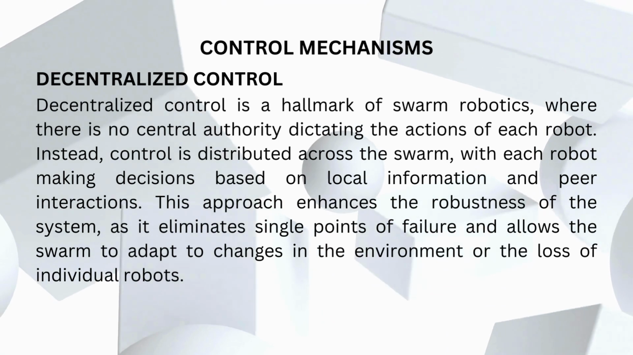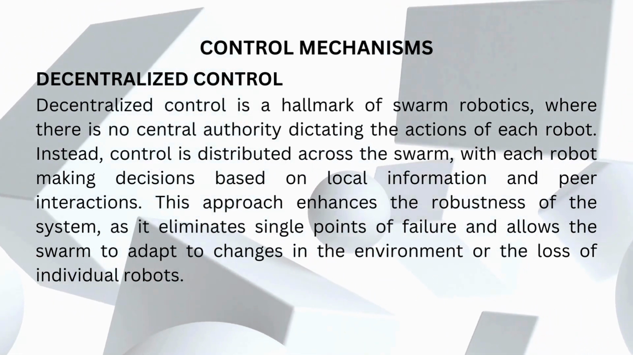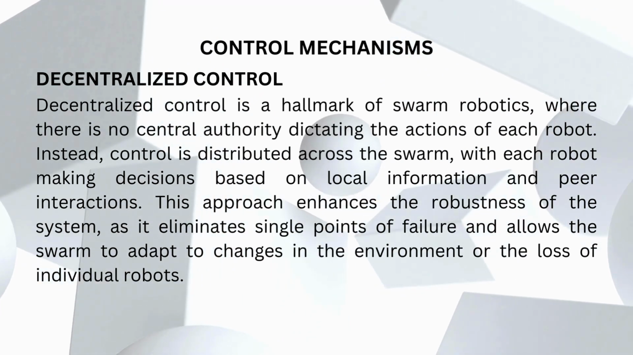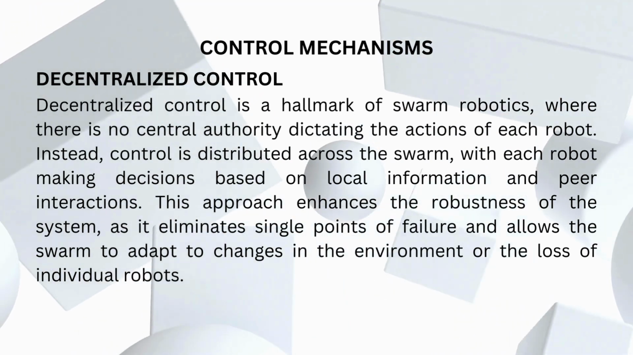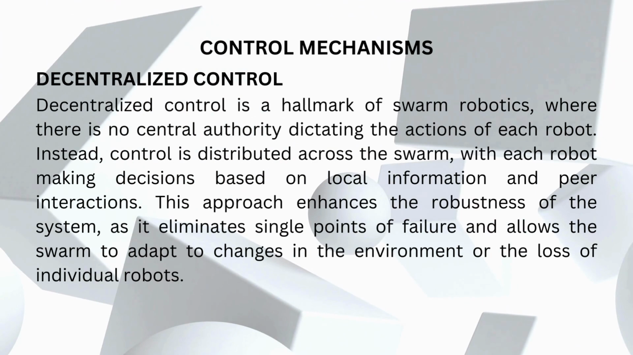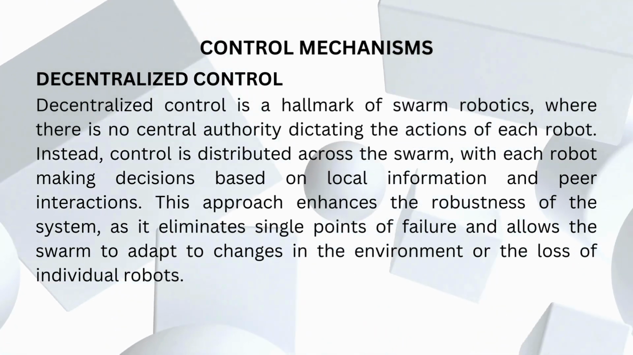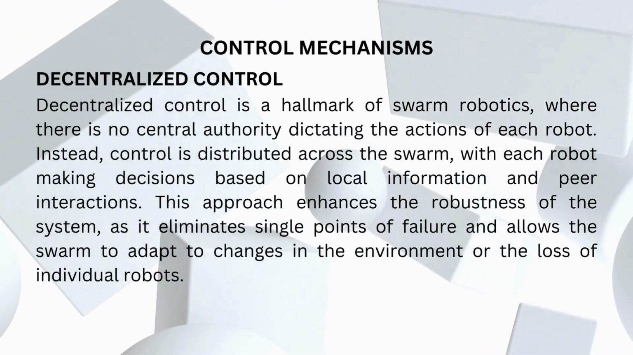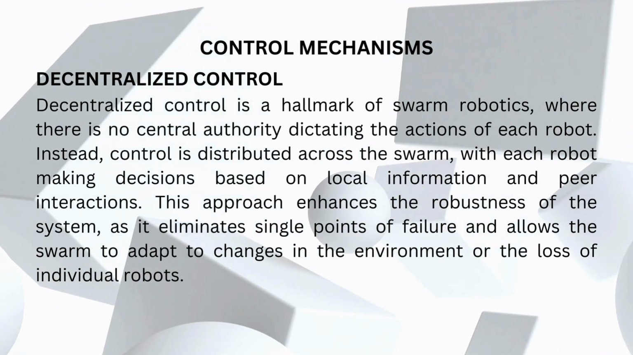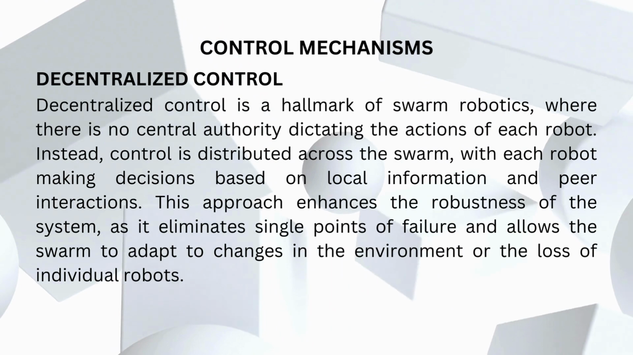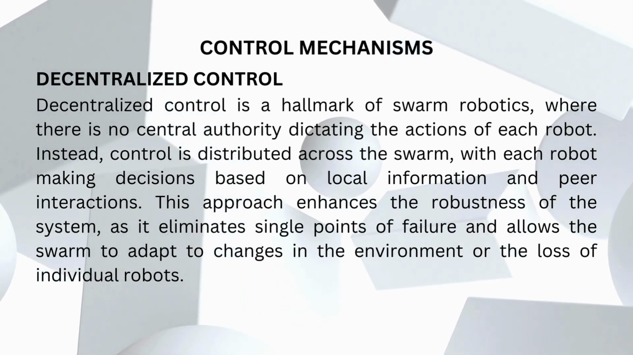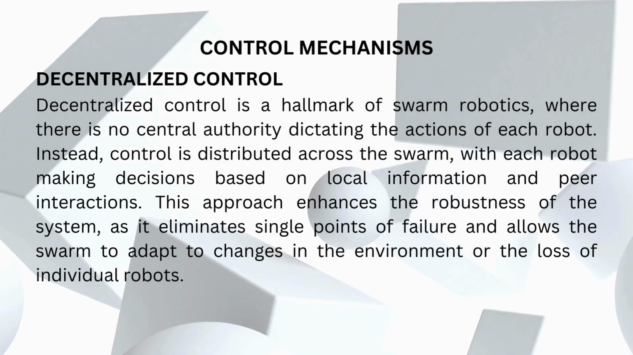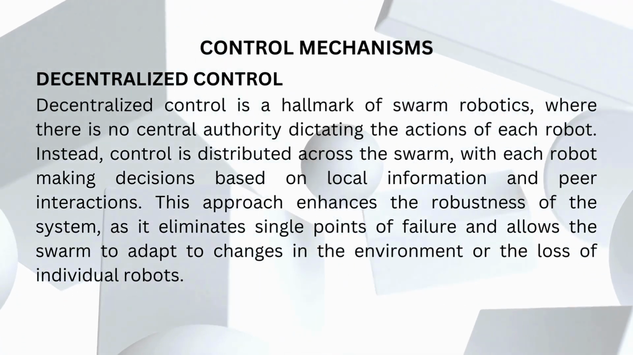Control mechanisms. Decentralized control. Decentralized control is a hallmark of swarm robotics, where there is no central authority dictating the actions of each robot. Instead, control is distributed across the swarm, with each robot making decisions based on local information and peer interactions. This approach enhances the robustness of the system as it eliminates single points of failure and allows the swarm to adapt to changes in the environment or the loss of individual robots.